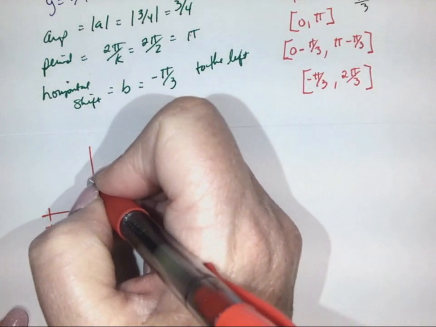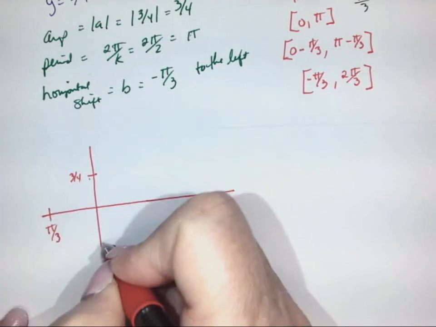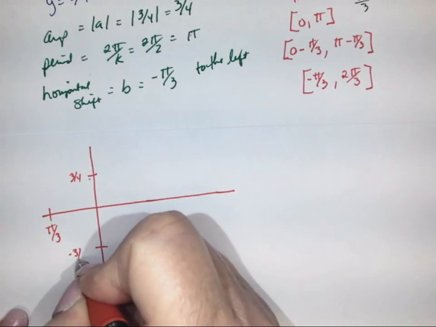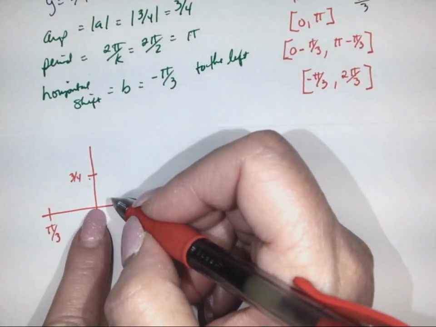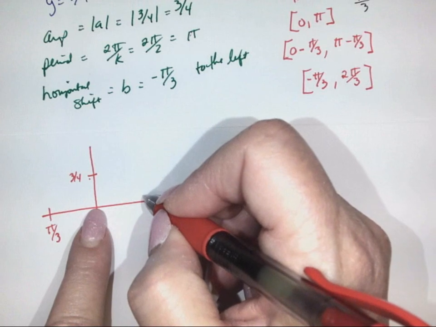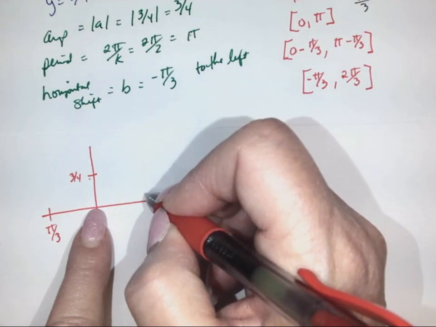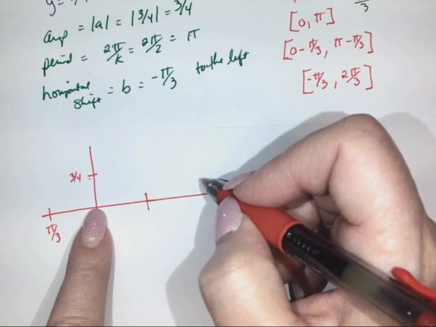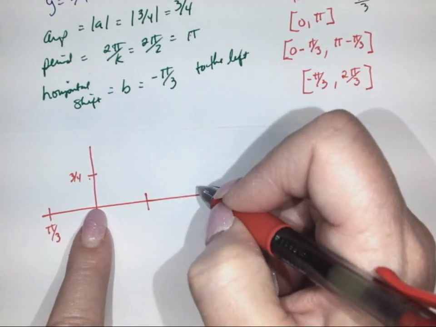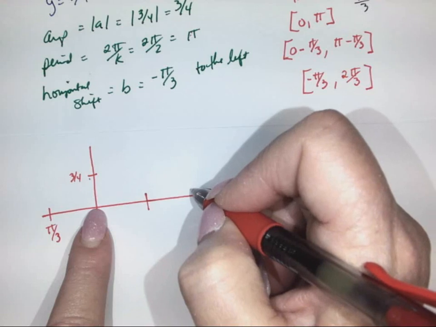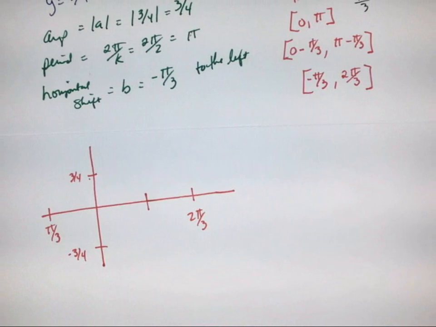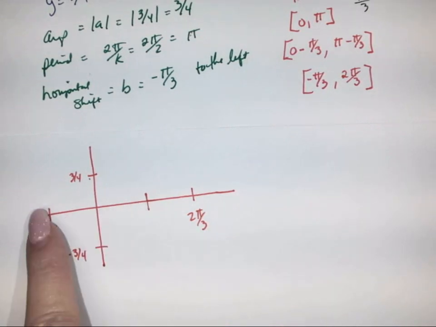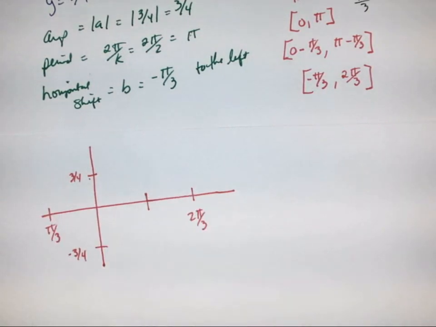And again, we're just going to mark it at 3/4 and negative 3/4 because that is our amplitude. So if that's pi over 3, then this would be another pi over 3. And then we're at 2 pi over 3. I just want to make it look a little more like what it should be. All right, so this is our 2 pi over 3. But it's now a little bit more evenly spaced. Pi over 3, another pi over 3, a 2 pi over 3.